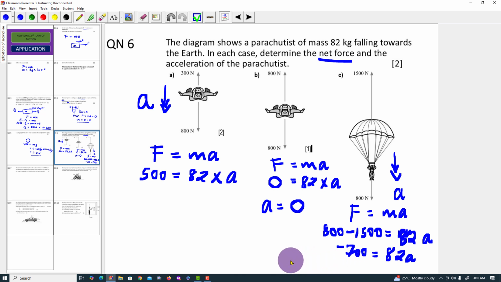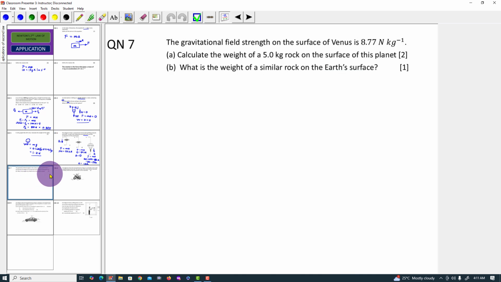And the fact remains that a is negative. a has a minus sign, and that is expected because the resultant force obviously from this diagram is vertically upwards. So this is one of the situations whereby the resultant force and the acceleration are in opposite directions, and that fact is represented by the negative sign. Let's move to the next question here.